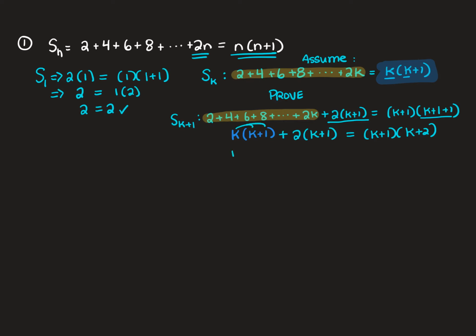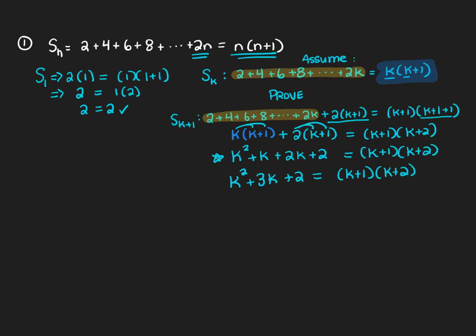So distribute this k. We would have k squared plus k. Distribute this k, and we have 2k plus 2. And then I just have to show that when I factor this, which, before I factor, I should probably simplify it, right? So I'd have k squared plus 3k plus 2. Okay, and then if I factor the left side, I'm not going to go through the factoring process, but you're going to get k plus 1 times k plus 2. And what you've now shown is that the two sides are equal to each other. So that's the end of your proof.